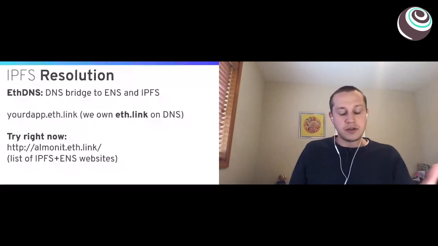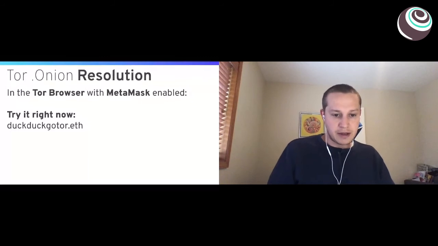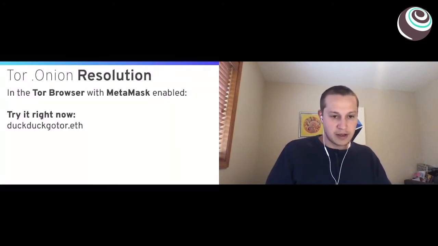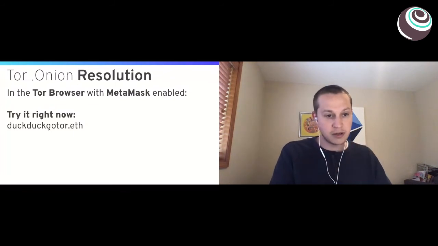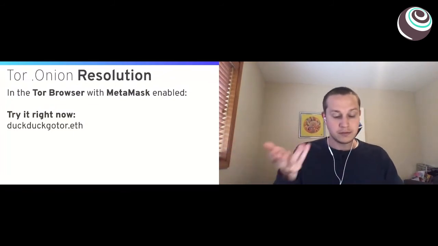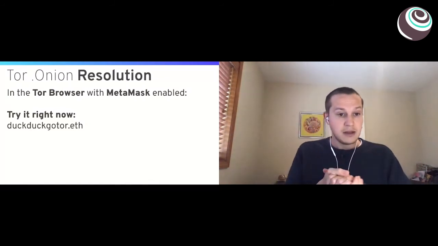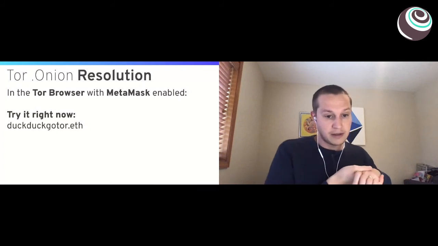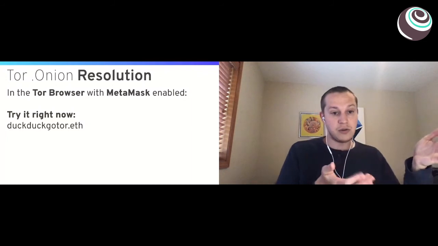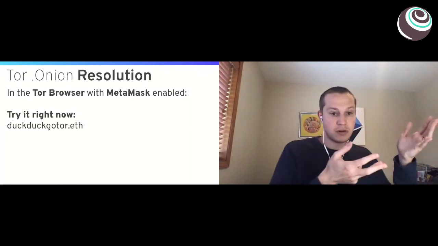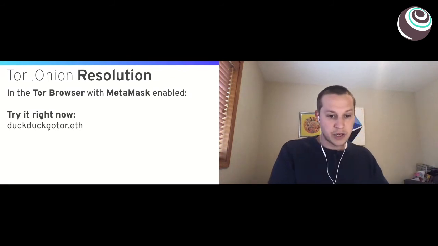So I mentioned Tor. This only works in the Tor browser with MetaMask enabled. If you have the Tor browser and MetaMask enabled, and you type in a .eth name that has a Tor .onion address in the content record, it will go to that Tor website. For example, I set up a bunch of these. If you go to DuckDuckGo Tor.eth in the Tor browser with MetaMask, it will go to the DuckDuckGo Tor version of that. That's really cool. We have more information about that on our blog.